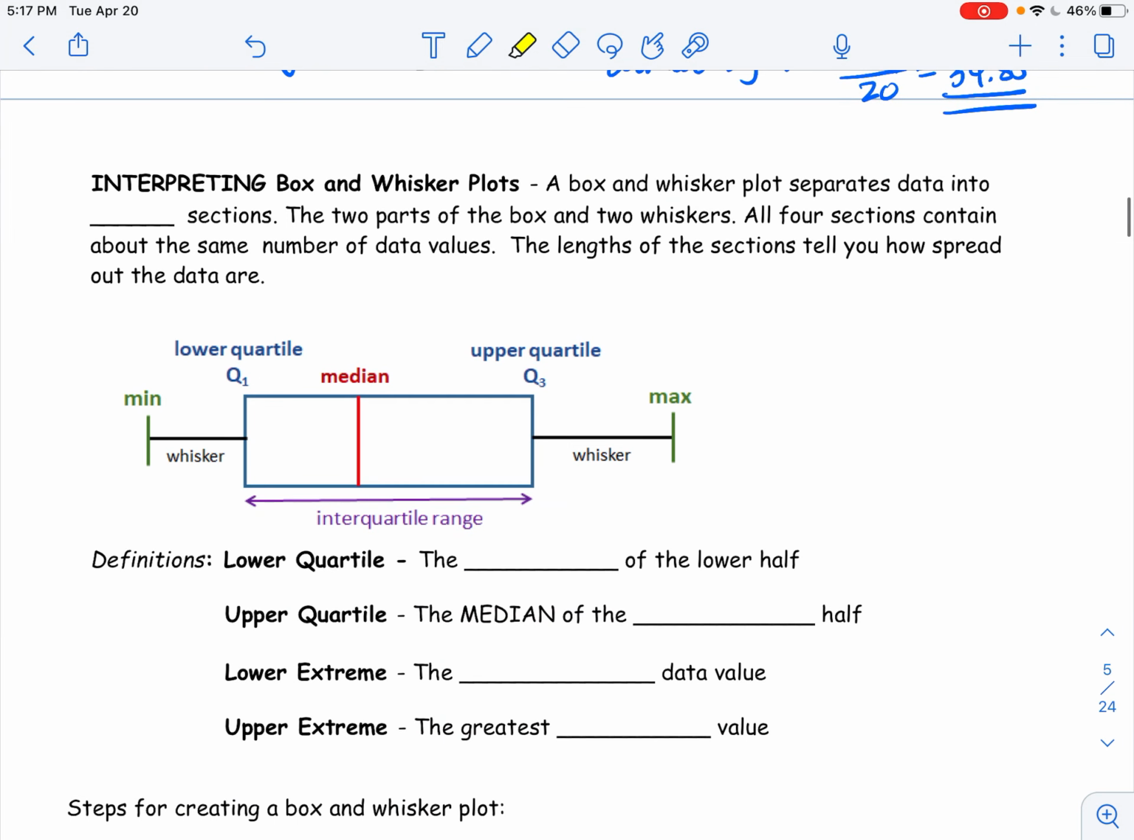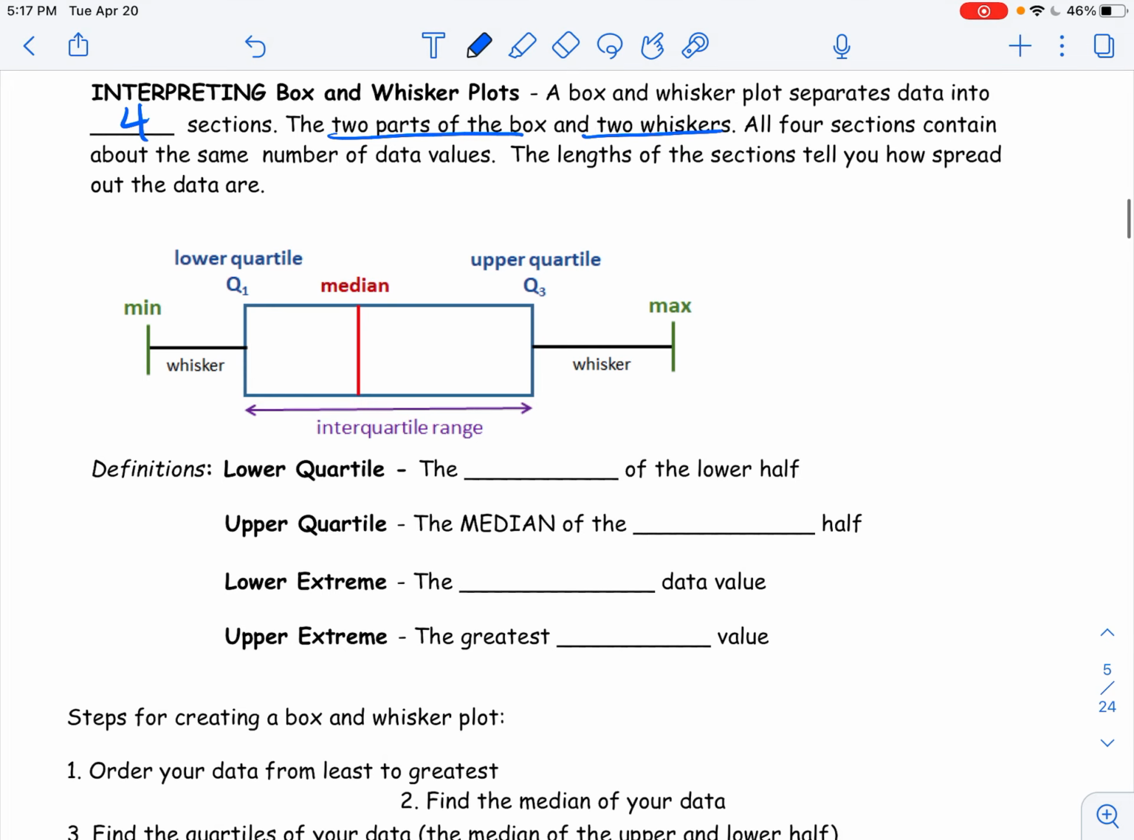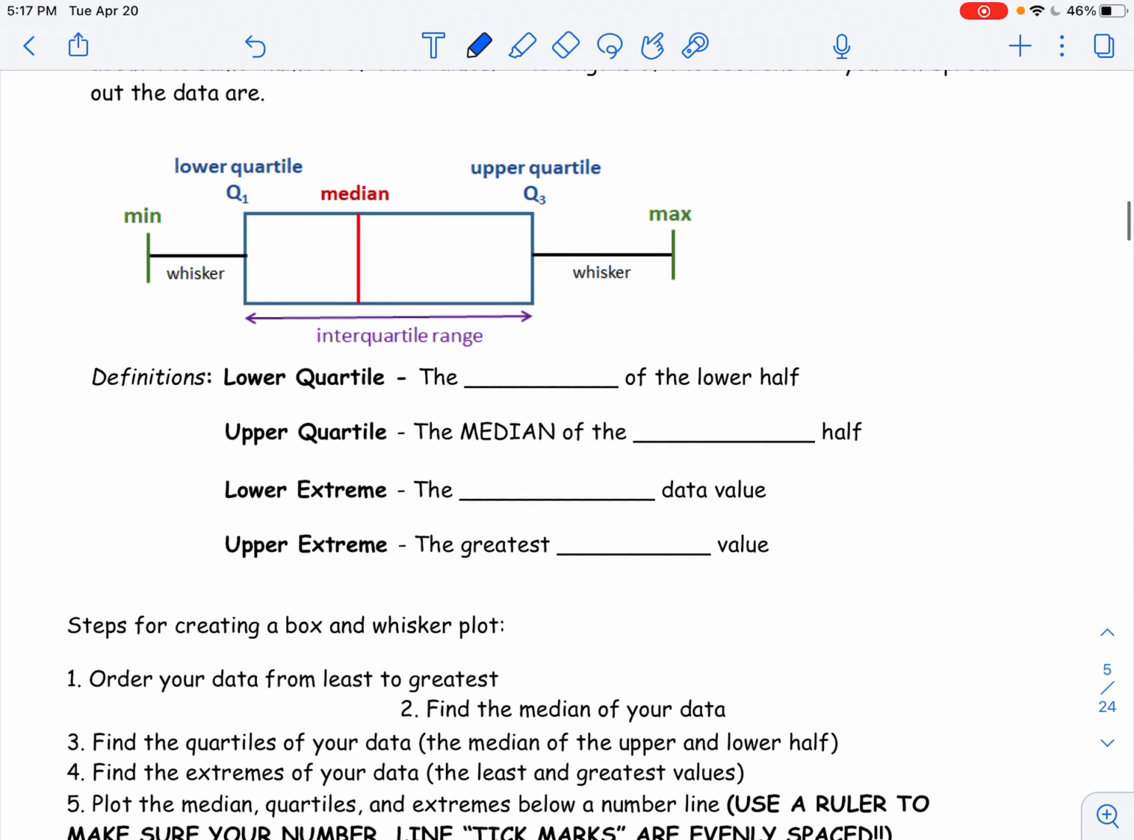Okay, so next up is interpreting box and whisker plots. A box and whisker plot separates data into 4 sections, the 2 parts of the box and 2 whiskers. All 4 sections contain about the same number of data values. The lengths of the sections tell you how spread out the data are.